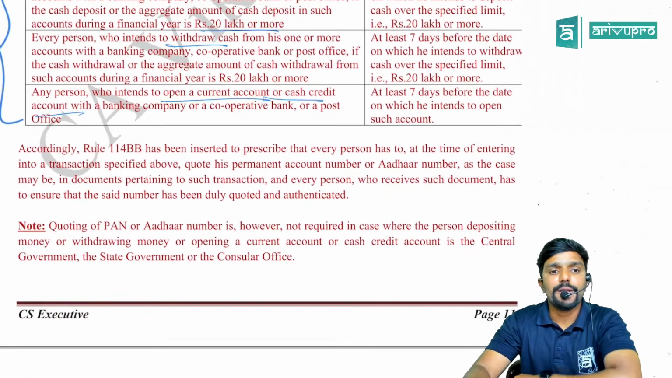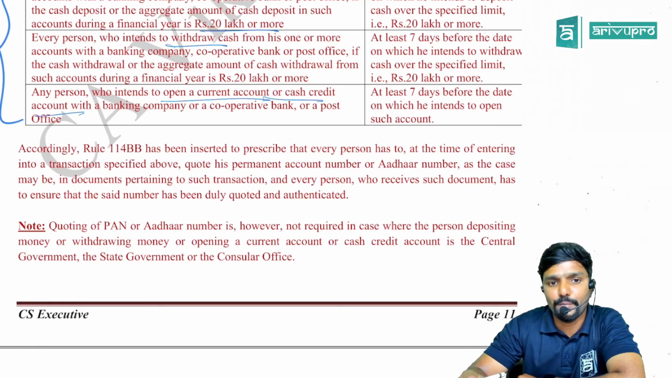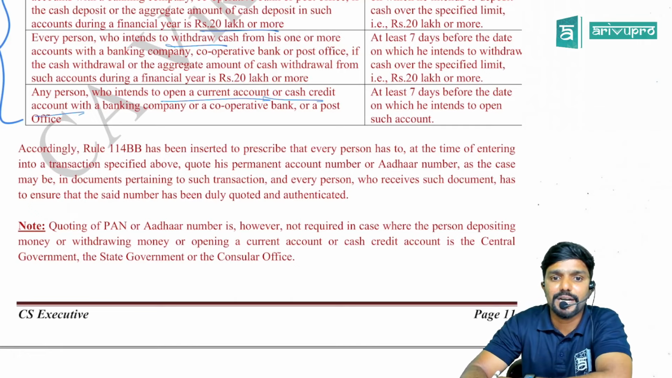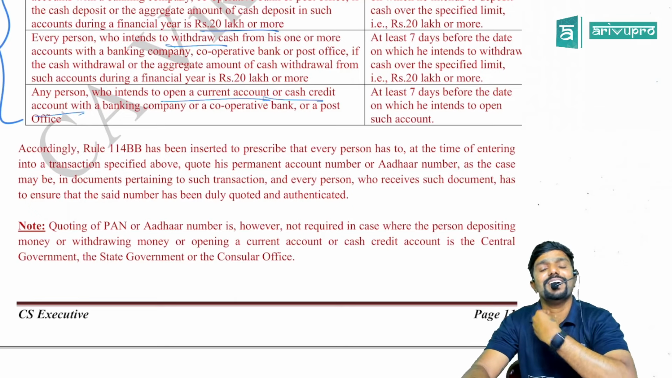Okay. Accordingly, Rule 114BB has been inserted to prescribe that every person has to, at the time of entering into a transaction specified above, quote his PAN or Aadhaar number, as the case may be, in documents pertaining to such transaction, and every person who receives such a document has to ensure that the said number has been duly quoted and authenticated.